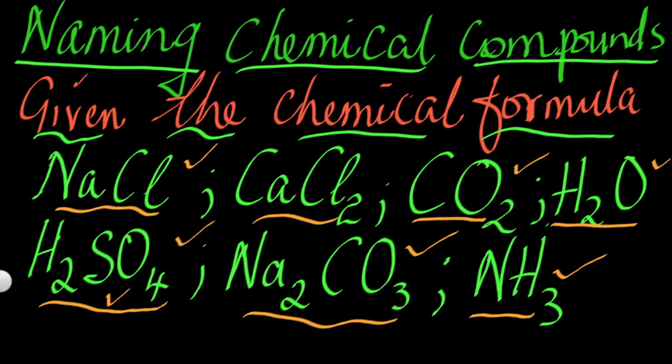Something that you might have noticed is that on CO2, I say carbon dioxide. But on CaCl2, I don't say calcium dichloride. It is just calcium chloride. Carbon dioxide, but this one is just calcium chloride. We don't say dichloride. There's a reason for that. Those are the rules that I'm going to give you. So let's start.